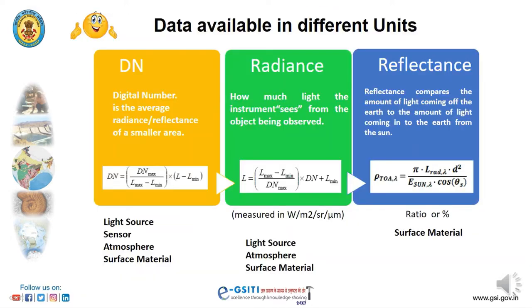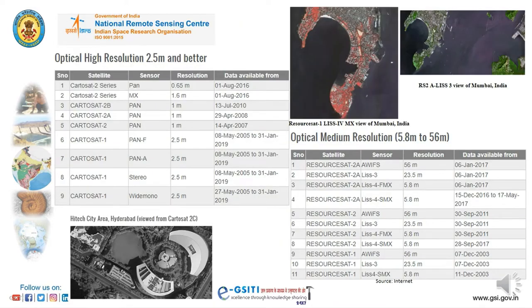Now we will try to understand about different data products. Indian remote sensing satellite products having high resolution of 2.5 meter and better are available. Cartosat-2 series having 0.65 meter panchromatic and less than 2 meter multispectral data are available. Under medium resolution, from 5.8 meter to 56 meter, Indian remote sensing satellite products LISS-3, AWiFS, LISS-4 are giving a good range of satellite products for analysis.